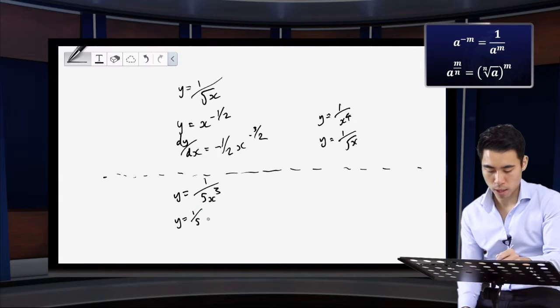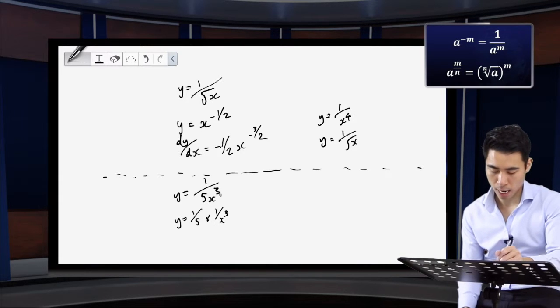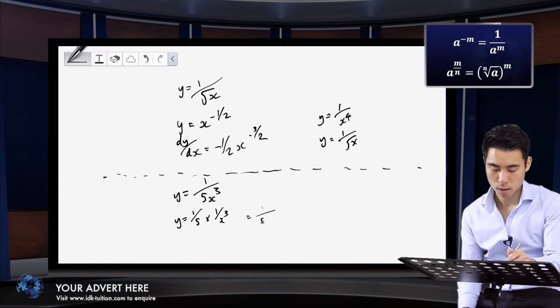Well, I'm just going to rewrite this as 1 over 5 times 1 over x cubed. Just to verify that this is indeed the same as this here. Remember when you're multiplying fractions, you multiply the top by the top to give me the top. So in this case, 1 times 1 does equal 1. And the bottom, 5 times x cubed, does give me 5x cubed.